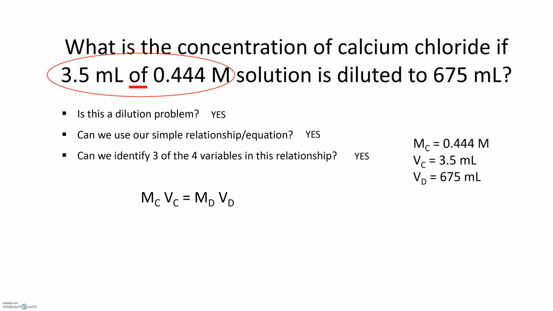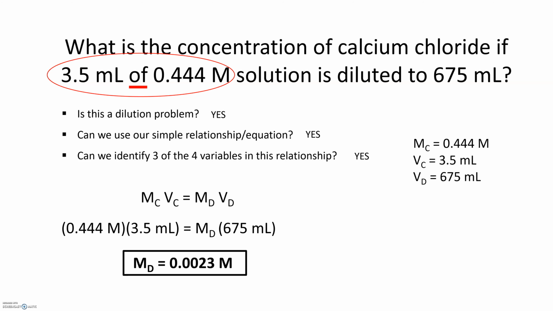Now I can use my handy dandy little relationship here, McVc equals MdVd. Substitute in my information now that I've pulled it out of the story problem. And now I have to do some algebra. So again, make sure you're up to date on your algebra. Practice these problems so you'll get good at it. And our final diluted molarity is 0.0023 moles per liter.